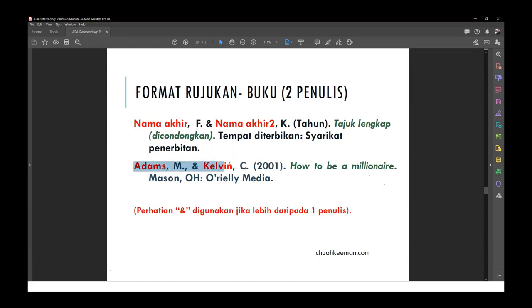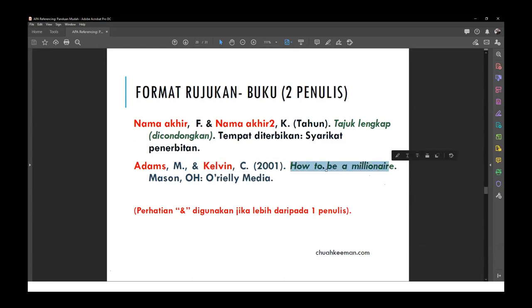So in the references, put the name, then the initial, and then the ampersand. If you have two authors, this is how you do it. Notice that there is a comma before the ampersand. There's a rule here that you have to put a comma before the ampersand. After the first author, comma, ampersand, then followed by the rest of the names. If it's two, then two. If you have three, then follow the commas until the last author.